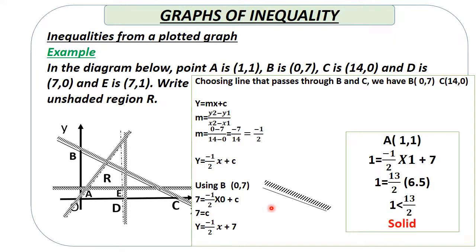So y is less than or equal to -half x plus 7, because it is solid, and this shows less than according to our analysis here. So this is the analysis that you should always be using.